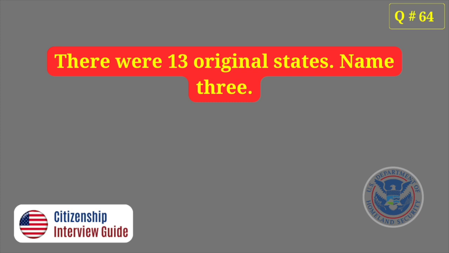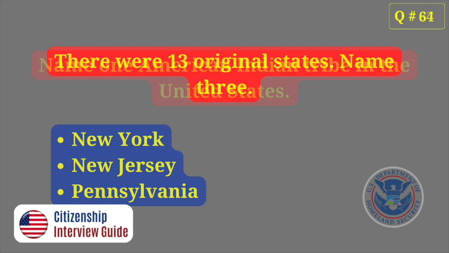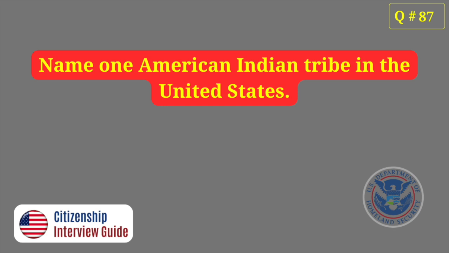There were 13 original states. Name 3. New York, New Jersey, and Pennsylvania. Name one American Indian tribe in the United States. Cherokee.